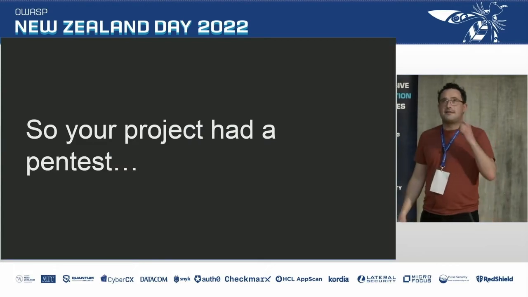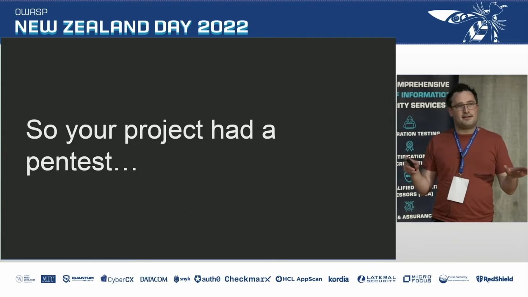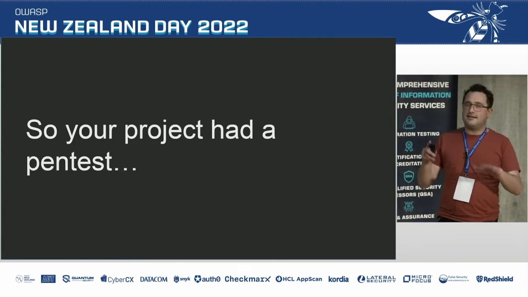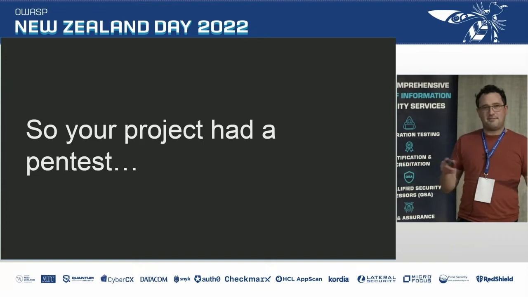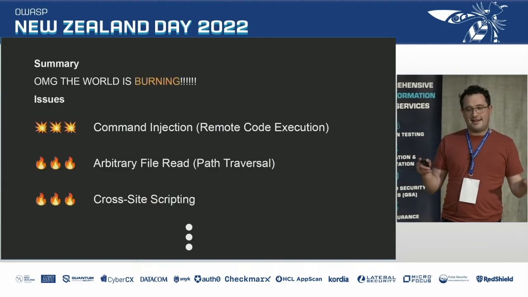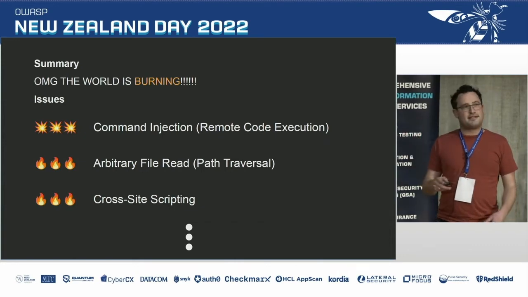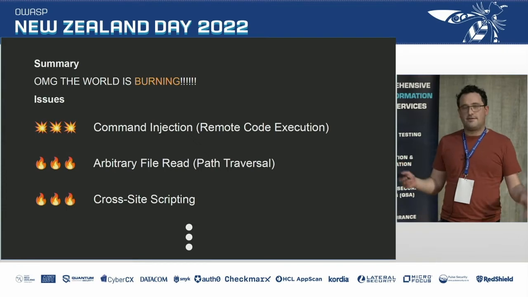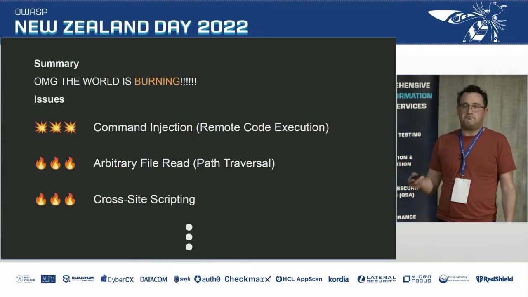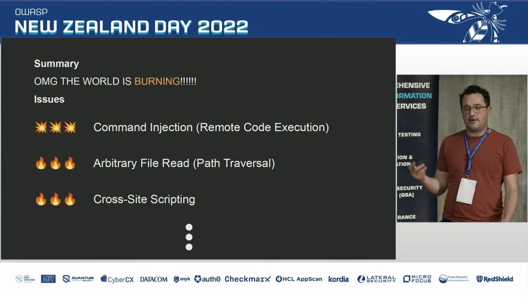So, let's imagine for a moment that you've been building a piece of software, a little app called DVWA, and your project had a pen test, and it came back looking something like this. You've got some executive summary that tells you everything is broken, and you've got a series of findings. So we've got a report. How do we deal with this? How do we work through this?